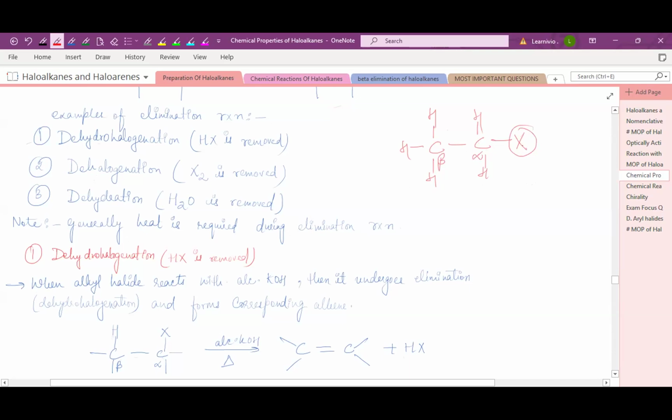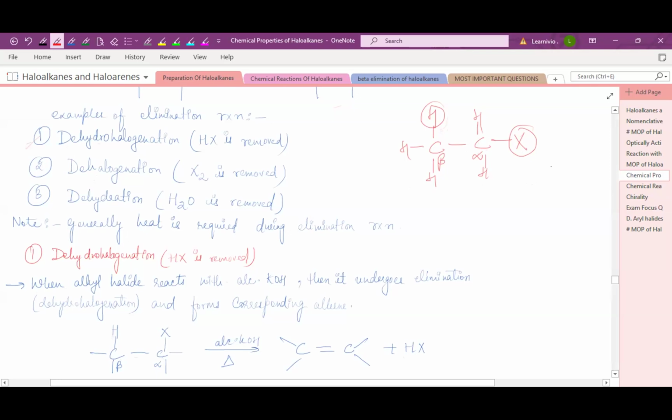You are supposed to remove the X halogen from the alpha carbon, and from the adjacent carbon you have to remove the beta hydrogen. HX, because we are talking about dehydrohalogenation, means removing HX. From where will you remove X? From the alpha carbon. But you will remove the hydrogen from the beta carbon. So this is your elimination reaction, and this is also known as beta elimination, because you remove hydrogen from the beta position. Okay, dehydrohalogenation, the removal of HX. Clear?